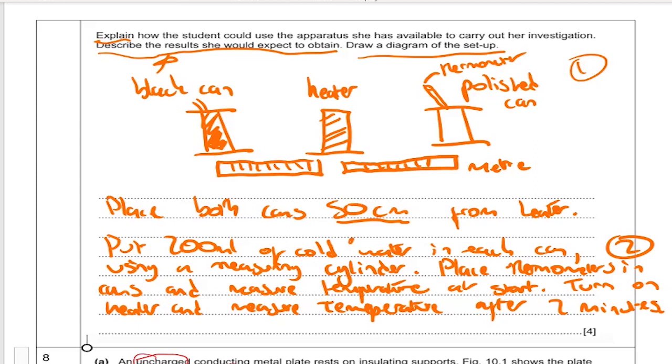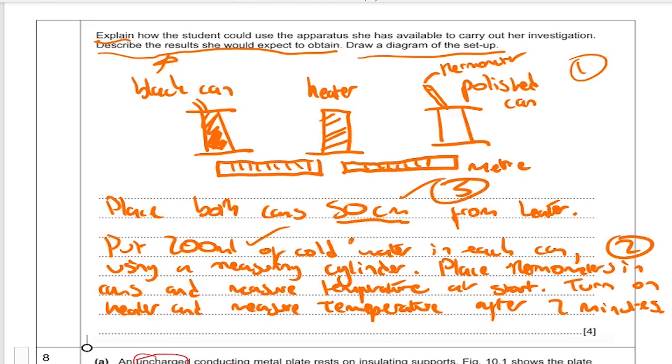The third mark is for some good detail. Okay, so they've given marks here for cans an equal distance from the heater, tick. They've given a mark for same volume of water, tick. Okay, one way of looking at that. And the other thing they gave it for was for the thermometers in the same positions in the cans. So you could have talked about clamping those thermometers in the cans. Okay, this is still now only 3 marks.